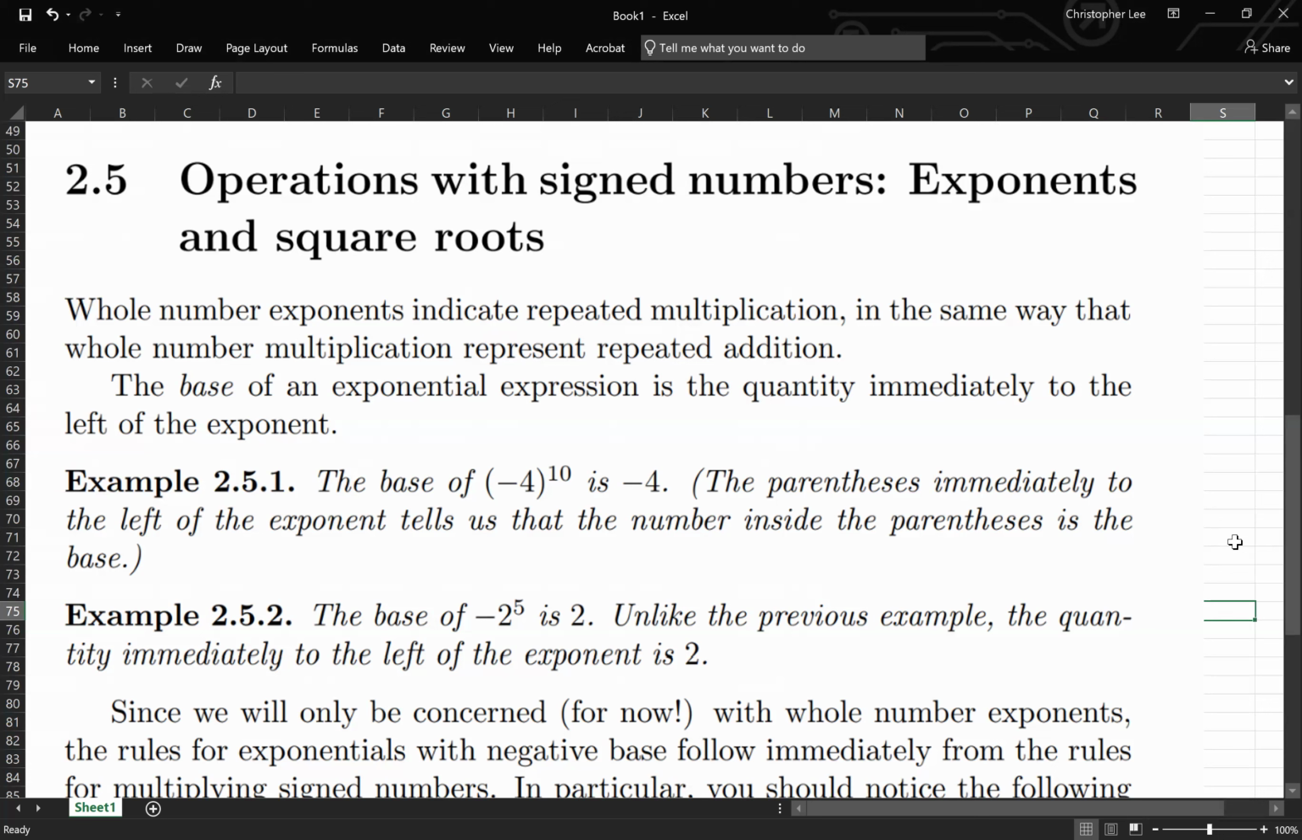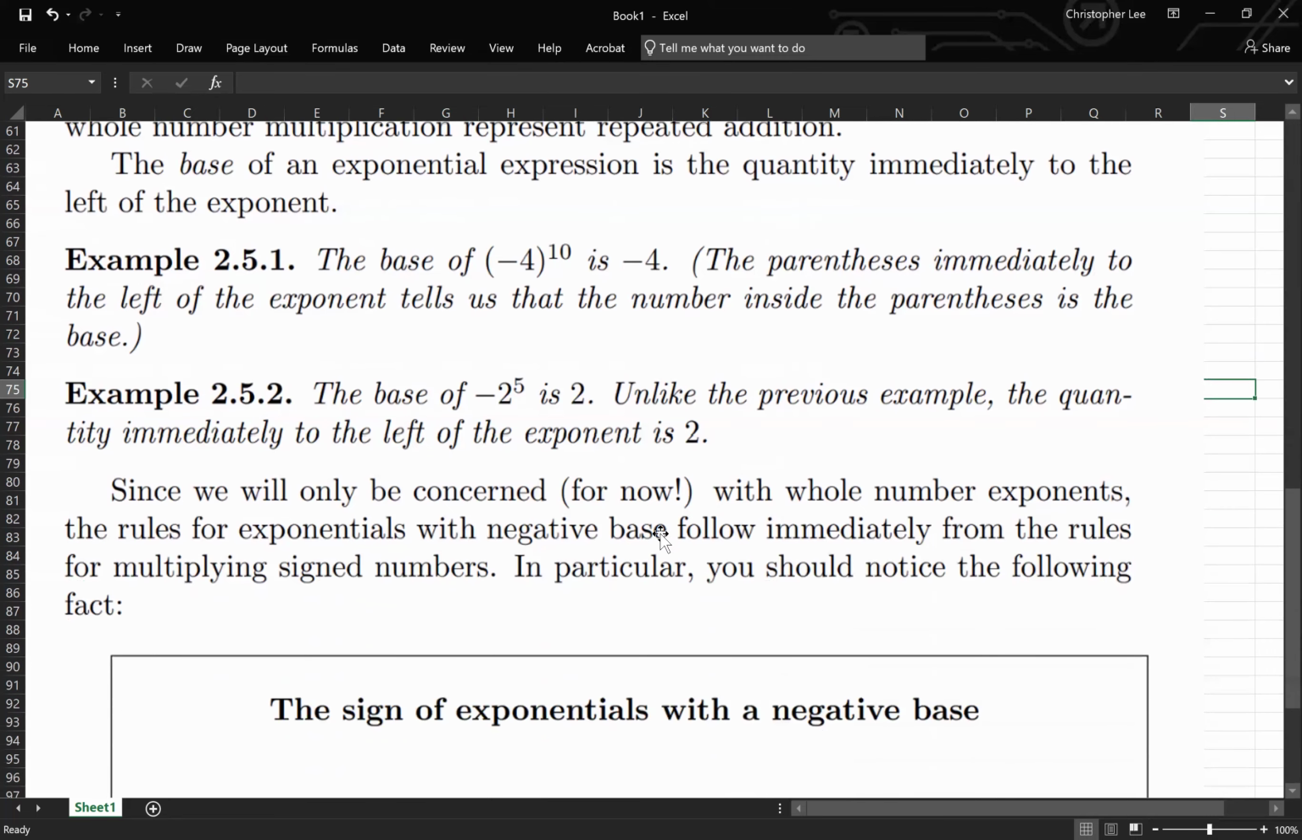The base, the inside number of an exponential expression, is the quantity immediately to the left of the exponent. For example, the base of (-4) to the 10th power is -4, whatever is on the inside of the parentheses. The parentheses immediately to the left of the exponent tell us that the number inside the parentheses is the base. Now, the base of -2 to the 5th power is 2. Unlike the previous example, the quantity immediately to the left of the exponent is 2.